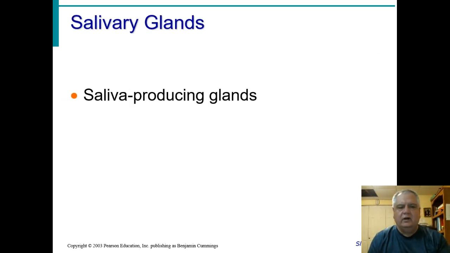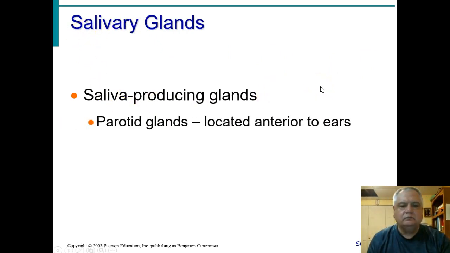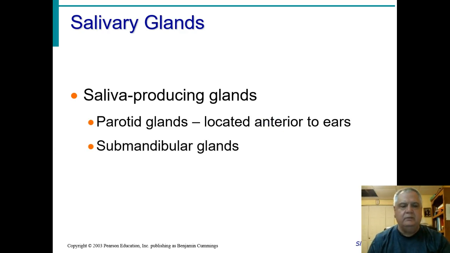First of all, the salivary glands. Salivary means pertaining to what? Saliva. So they're saliva-producing glands. We have three sets of salivary glands. We have the parotid glands, which are located here, just in front of the ears. An inflammation of the parotid glands due to viral infection is referred to as the mumps, by the way.